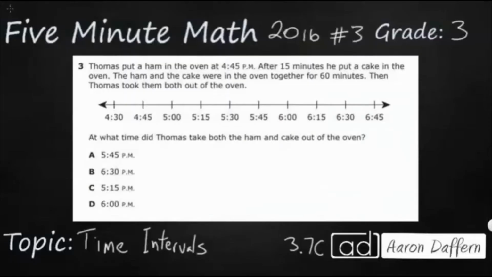So this is a strange problem because we're trying to add time, see how much time has elapsed between two times. So Thomas put a ham in the oven at 4:45. Then he's going to do a few things. 15 minutes later, he's going to put in a cake. And then the ham and the cake were in there for 60 minutes. And then Thomas took them both out of the oven. So what time did Thomas take both the ham and the cake out of the oven?